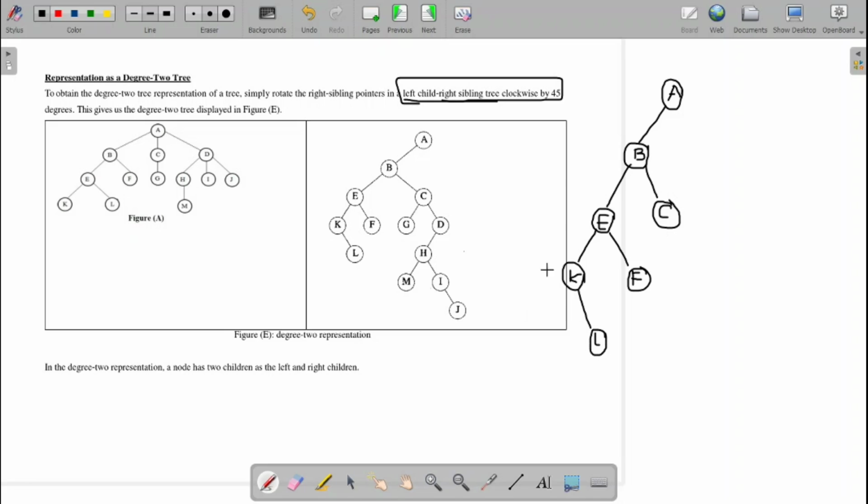Right? Then next, what is the sibling of C? D. You write it as the right child. What should be the left child of C? Its own child. What is the child of C? That is G. G should be its left child. Then for D, the left child is H.